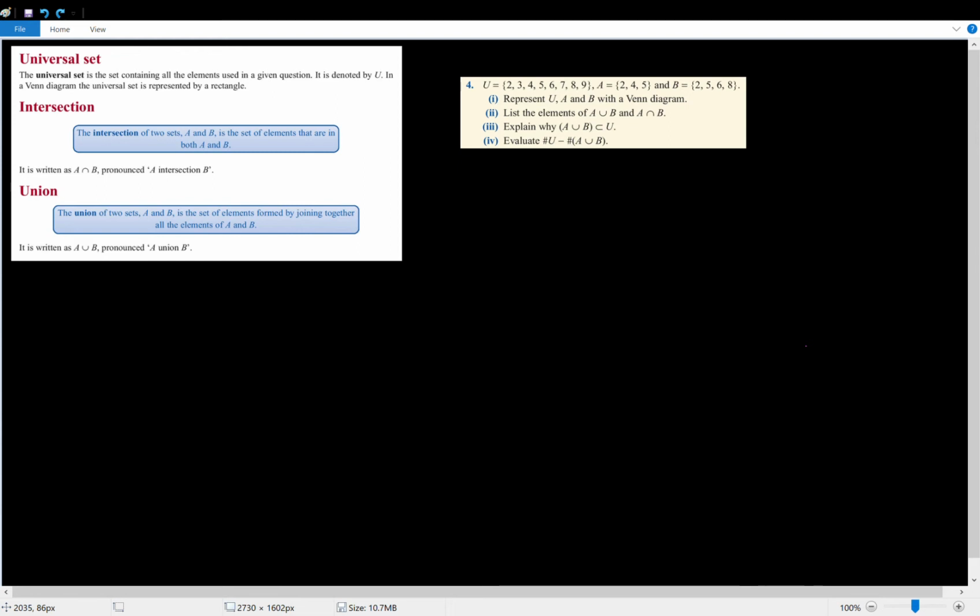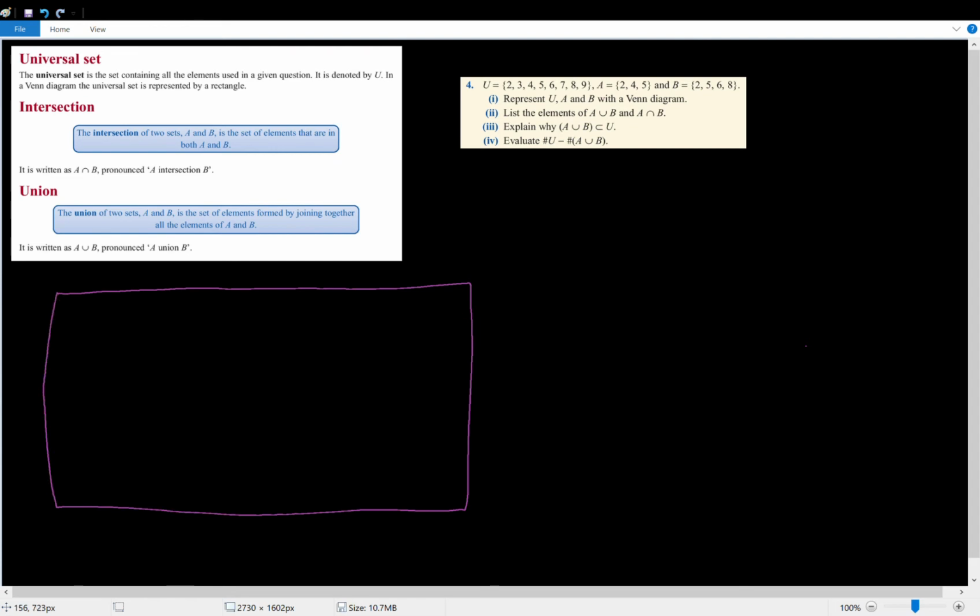The universal set is going to be represented by a rectangle. So that's going to look like this. We're going to make sure to label it U. And then the other two sets are going to be circles within U. So I'll put down A first, and we label it. And then B is going to overlap A slightly, like that.